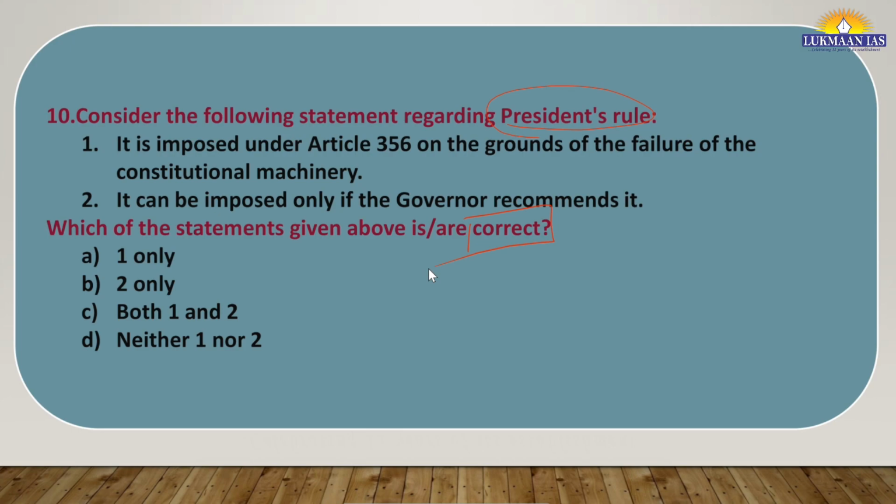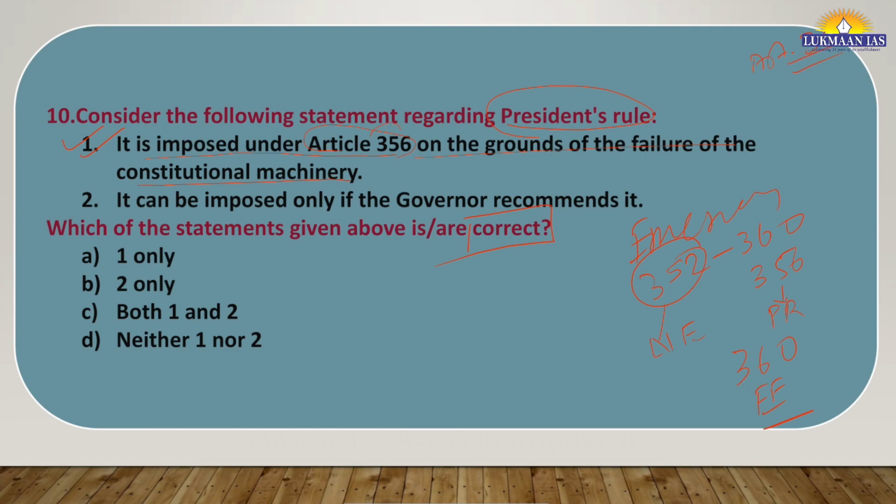Right, so President rule, we are aware about the emergency provisions in the Constitution 352 to 360. 352 talks about national emergency, 356 talks about the state emergency or the President rule, and 360 talks about financial emergency. ठीक है, let's talk about this now. It is imposed under Article 356 on the grounds of failure of constitutional machinery. This is correct. Also, President rule can be implemented on the grounds in Article 365.